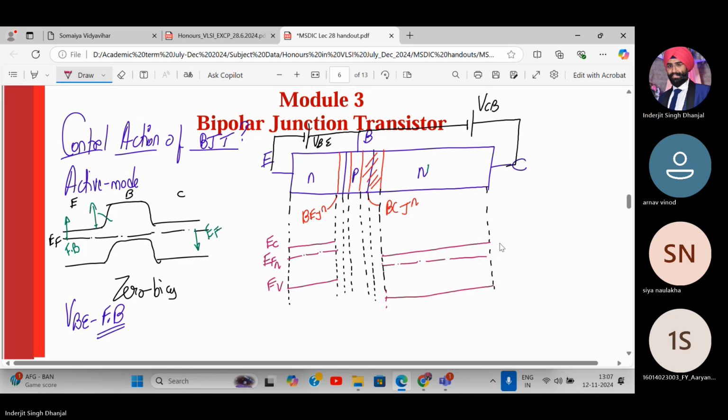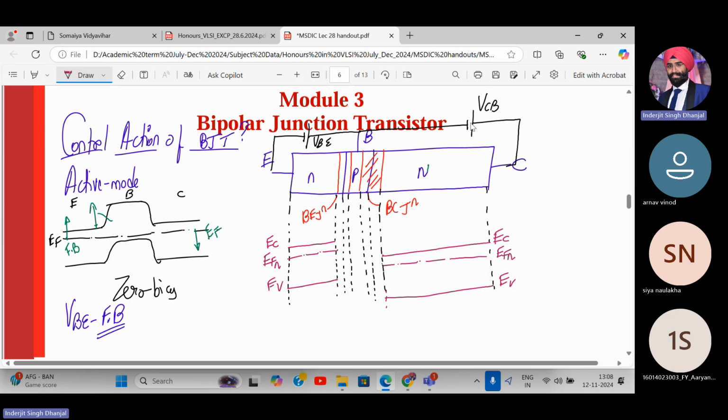Okay. So this will be EC. This will be EFN on the other side. And this is the valence band. Agree? Acha, what will happen to the energy level, the Fermi level at the base?